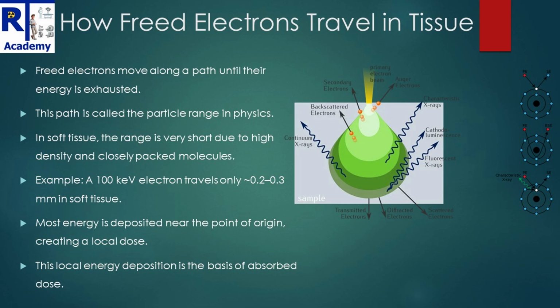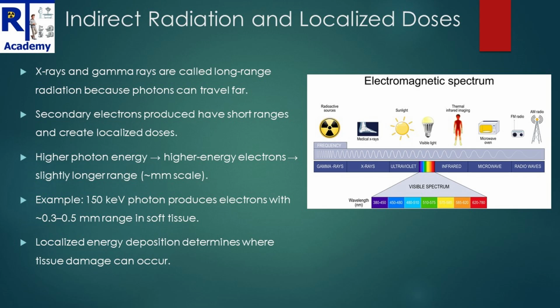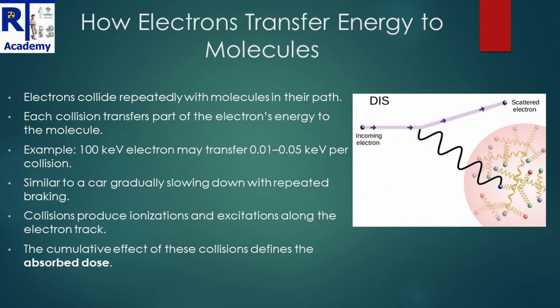In the body, because of its relatively high density and closely packed molecules, this path is very short. For example, an electron with energy around 100 kilo-electron-volt typically travels only a few tenths of a millimeter in soft tissue. This means it loses most of its energy very close to the point of origin, depositing it locally. That's why we say indirect radiation like X-rays and gamma rays are long-range radiation, but the electrons they produce have short ranges and create localized doses.